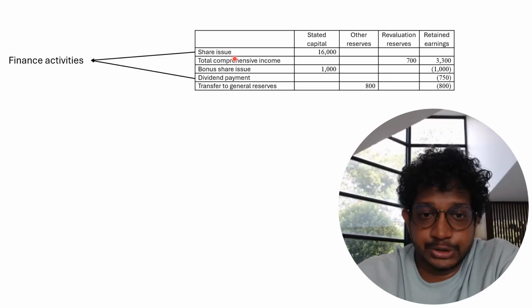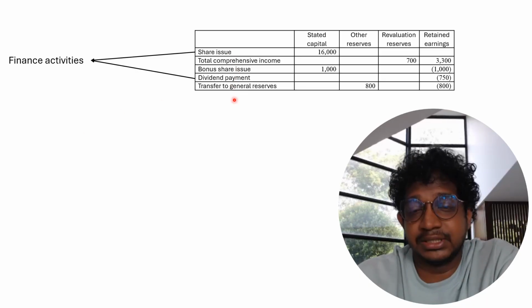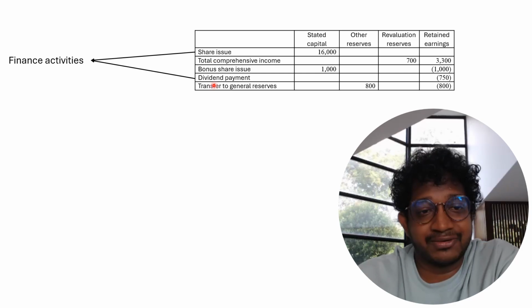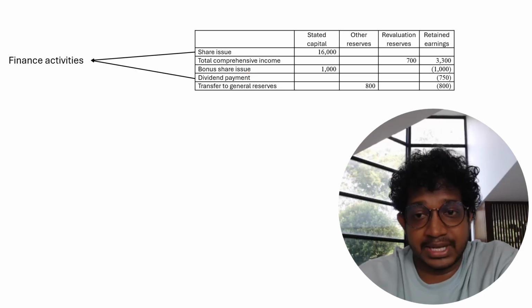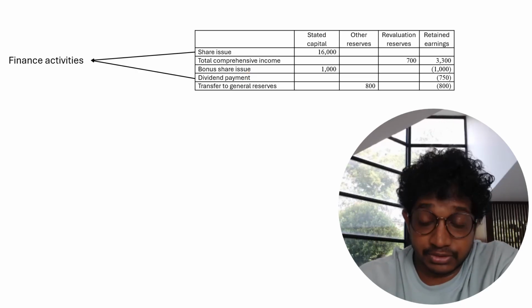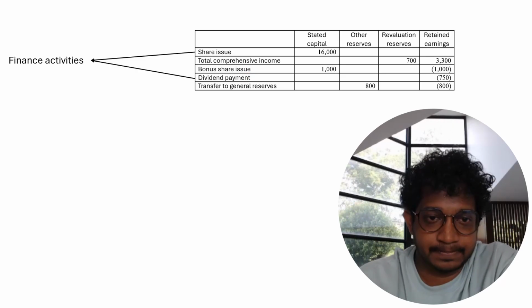Next one, the share issue and the dividend payment that are mentioned in the statement of changes in equity. These both you have to record in financing activities. So share issue you have to consider as cash inflow, and the dividend payment you have to record as cash outflow in financing activities.